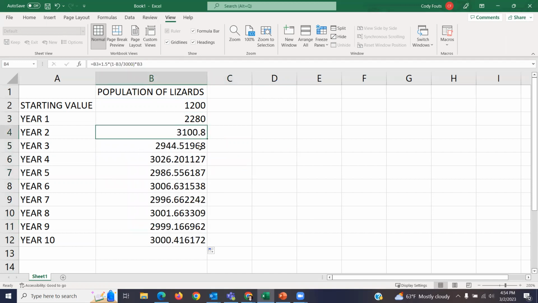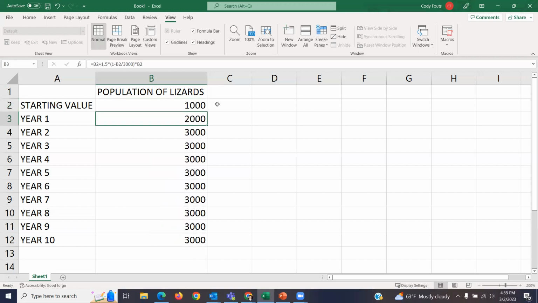And if we check, for example, the year two, the P2, notice in the formula up here, it says B3. So this value from up here, this 2280 plus the 1.5 times 1 minus B3 over 3000 times B3, which is pretty great. Okay. And notice that also if I were to change the starting value, like if I changed it to 1000, it changes all the rest of the numbers for me, which is pretty great.